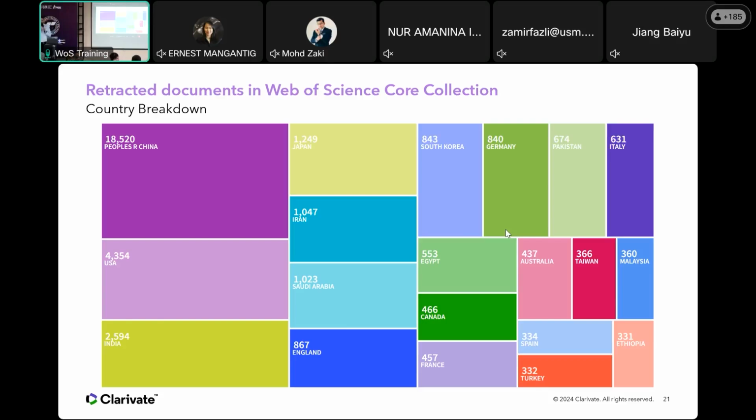But again, that's just an assumption, and of course we shouldn't be treating people just based on their country and their passport. So yeah, the number in the rectangle is the number of retracted papers in total on Web of Science, and you can see that Malaysia also exists on this list with 360 retracted publications.